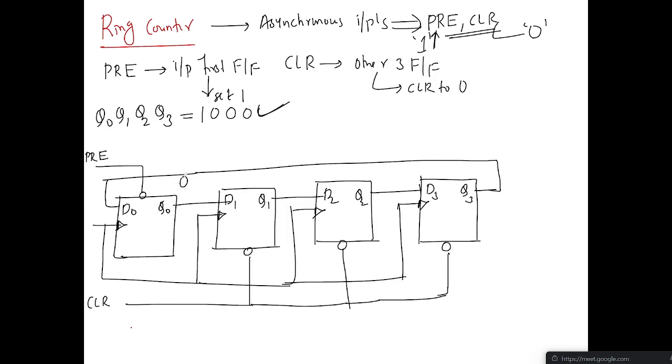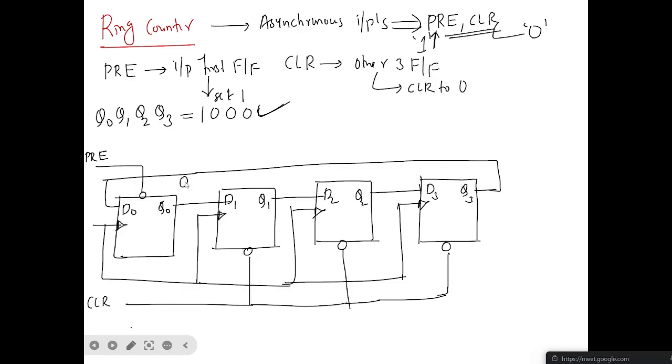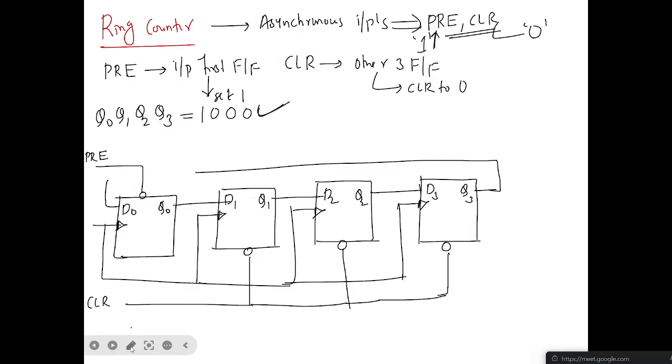So initially, I'm writing this: 1 0 0 0.